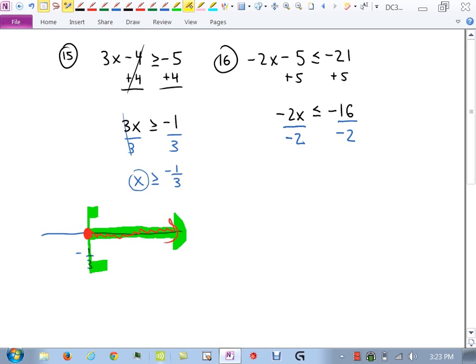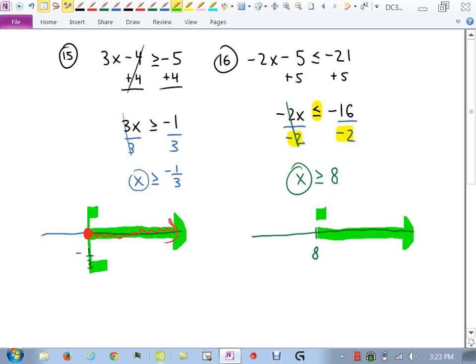Anytime we divide both sides by a negative number, we must flip that inequality over on the next step. So these cancel, I get x, but now I flip the inequality. Negative divided by negative on the right side is positive. 16 divided by 2 is 8. So my answer is x greater than or equal to 8. So if this is 8, my answers are bigger than that, so it's to the right. And I do want to include 8, so I do a bracket. Or again, you could do solid dot and then everything out to the right forever.